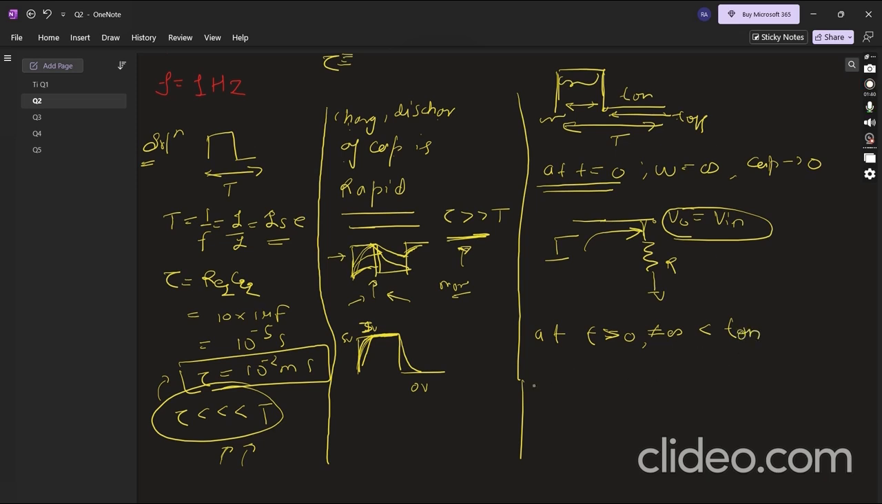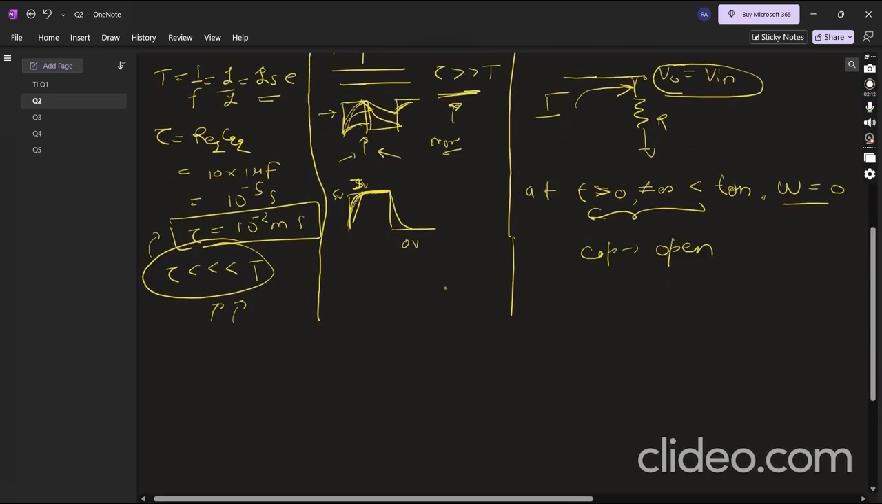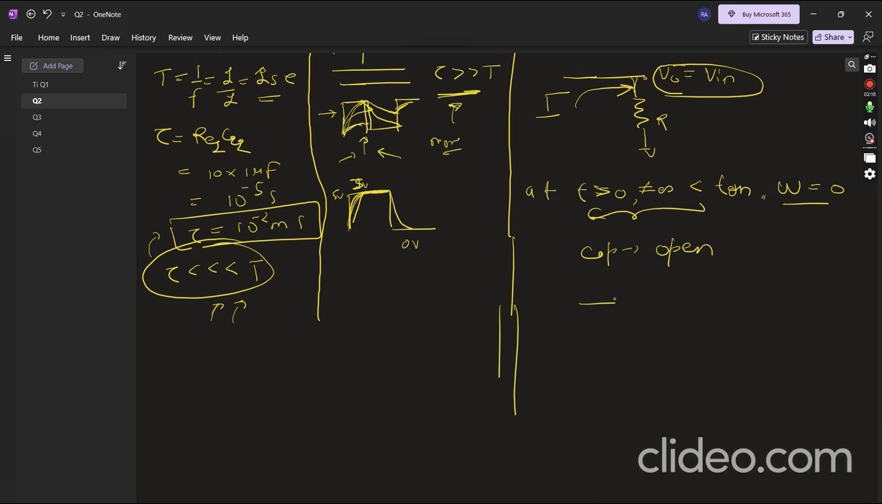So less than T on, at this time we can say the input is constant, so frequency is zero. Due to this the cap opens, and the circuit behaves like this. So this is a capacitor, and the capacitor becomes open.